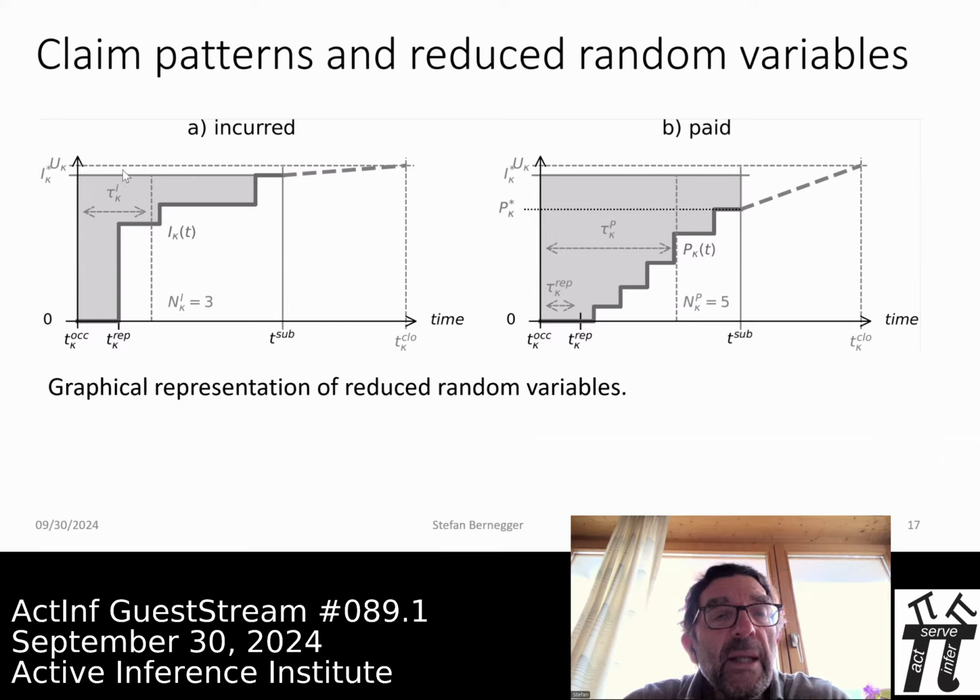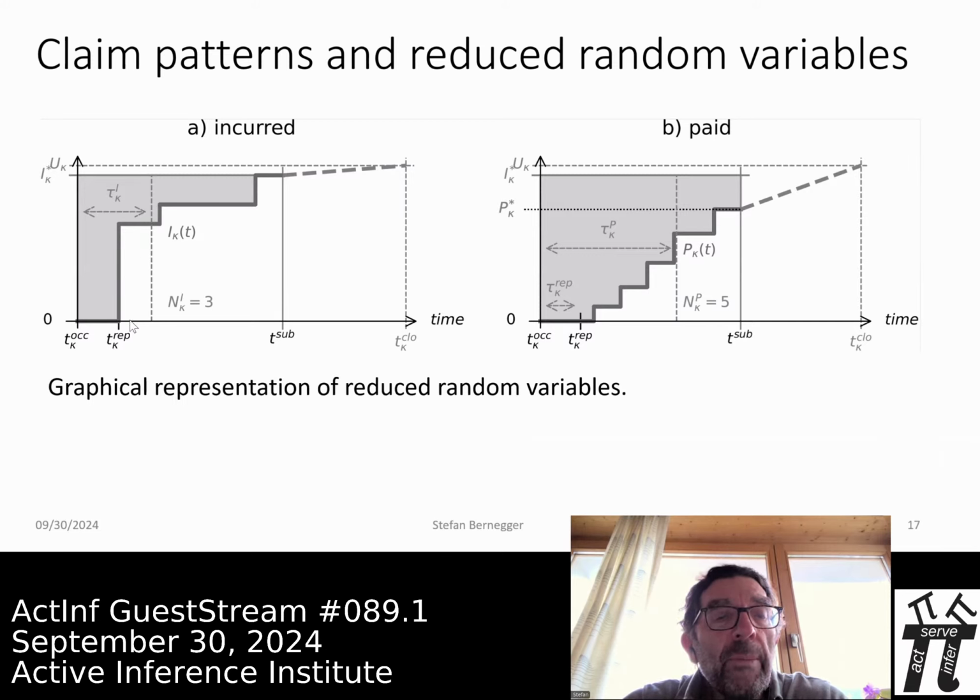So it's basically the area which I have here above the curve. So this gray area here, if I divide it by the amount, then I get the incurred lag. This is this part here. This is one of these reduced numbers. So I'm not looking at the details. I'm just taking the average lag which I have here. So this is one figure I'm taking.